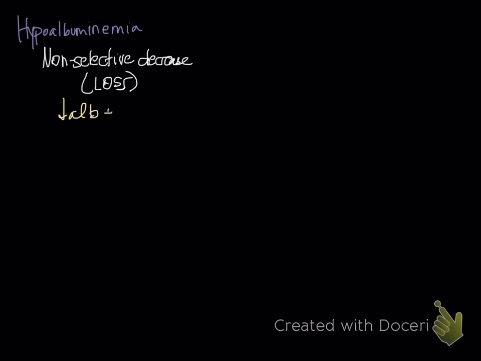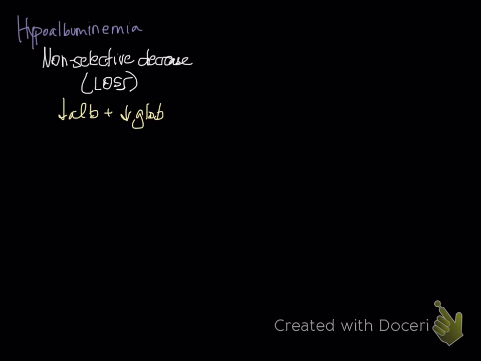So when we talk hypoalbuminemia, we tend to divide it up into non-selective decreases in albumin. These are usually loss of albumin, and it's non-selective because you also see a decrease in globulin. So it's a decrease in albumin plus a decrease in globulin, hence why it's called non-selective. We've already talked about these before, so I'll only briefly go over them.